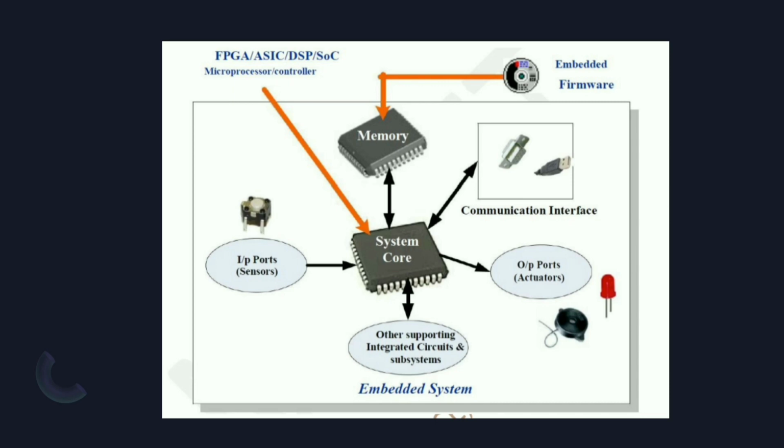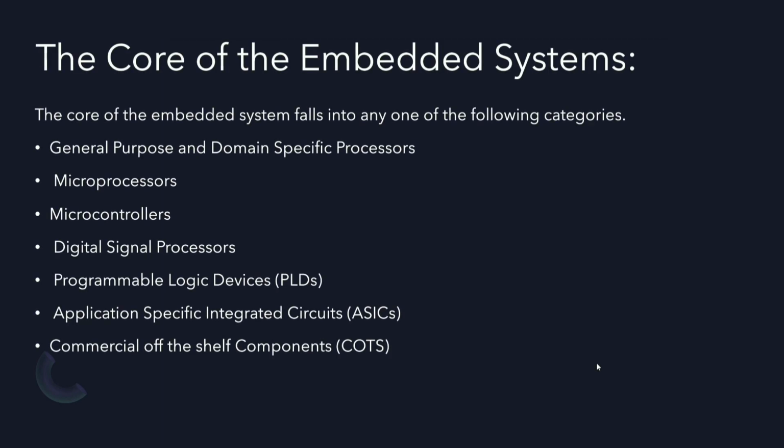Now, for the memory, we use embedded firmware, and for the communication interface, we use USB drives or 9-pin cables. For the output ports, we have actuators, and the other supporting integrated circuits and systems are interconnected to the system core. For the input ports, we have sensors. For example, in an air conditioner, the sensors sense the temperature of the surroundings and they stimulate the AC.